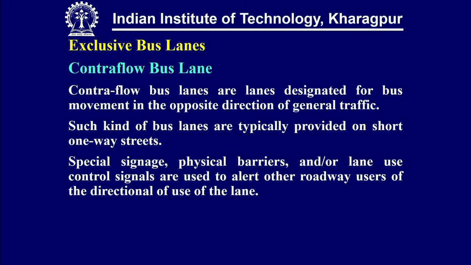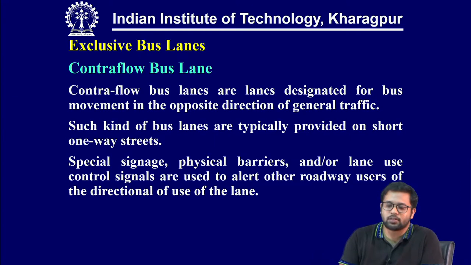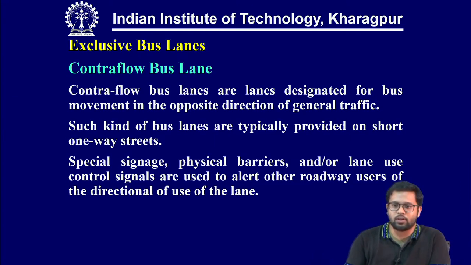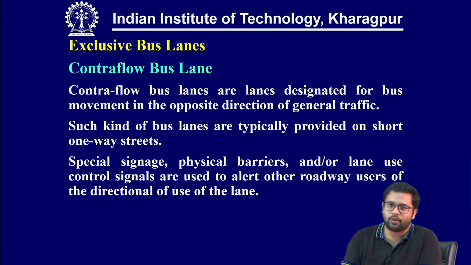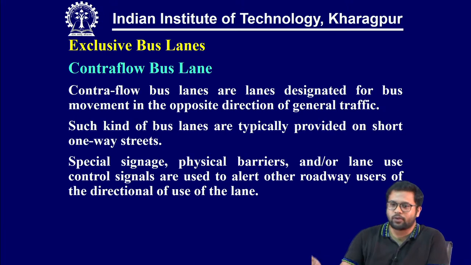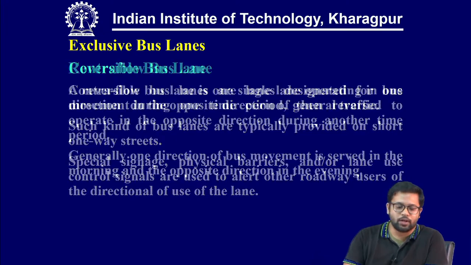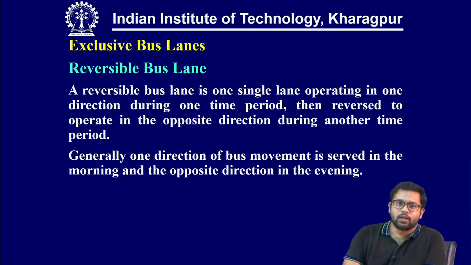Now, a contra-flow bus lane is, as the name suggests, when the bus is moving in the opposite direction of traffic. For example, if there is a one-way street and traffic from the opposite direction is not generally allowed, but to reduce the journey time or the travel distance between stops, the bus may be allowed to operate in the opposite direction of the one-way street. In those cases, contra-flow bus lanes may be provided.